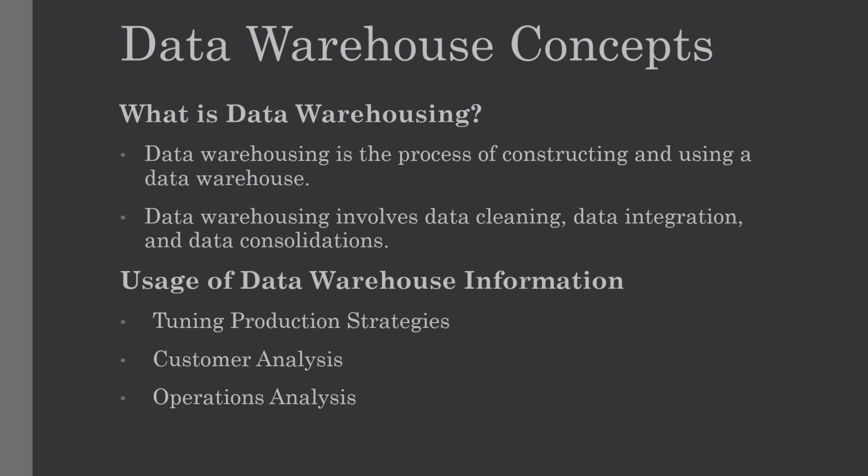The information gathered in the warehouse can be used in any of the following domains. The first one is tuning production strategies. Production strategies can be well tuned by repositioning the products and managing the product portfolios by comparing quarterly or yearly sales. Let's consider a production company which has some product. We can compare the quarterly and yearly sales of that product by performing various transformations on the historical data present in the data warehouse.